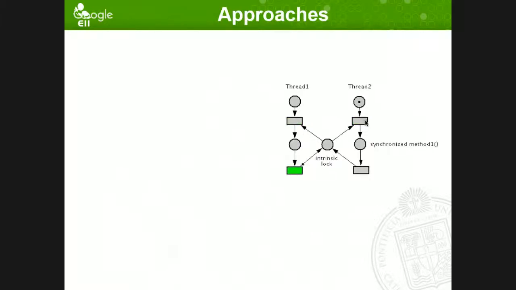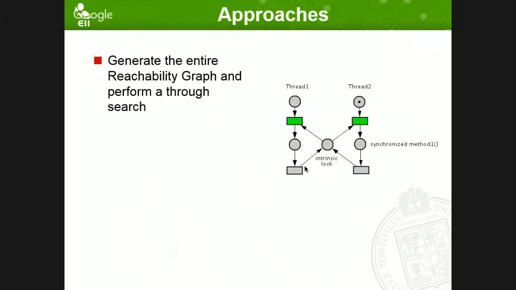What can we do? How can we search for this lowest cost path? Basically, this is the first approach. We can generate the reachability graph and perform a thorough search looking for the lowest cost. But even for small systems, this can be huge, and this is not a feasible thing to do in practical terms.